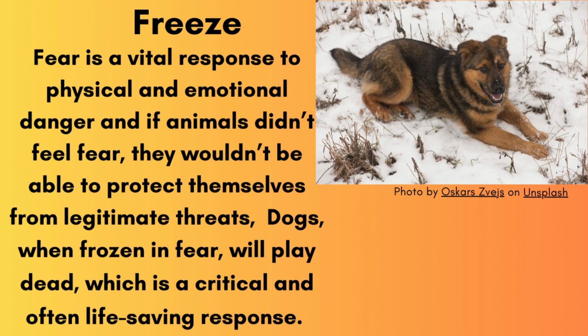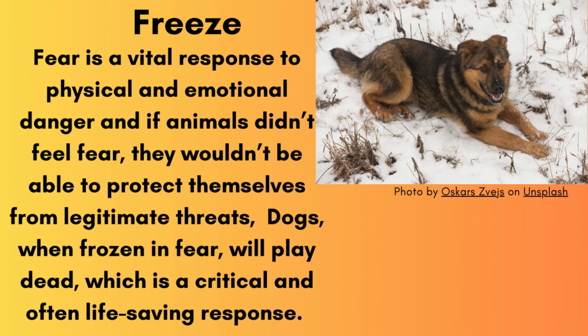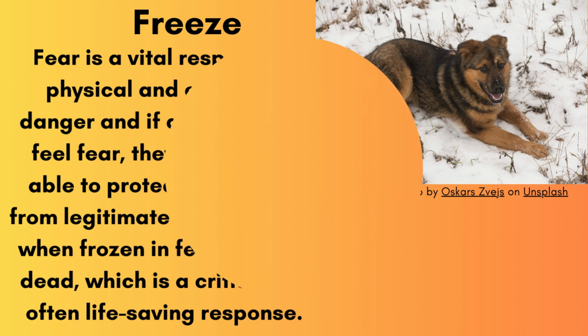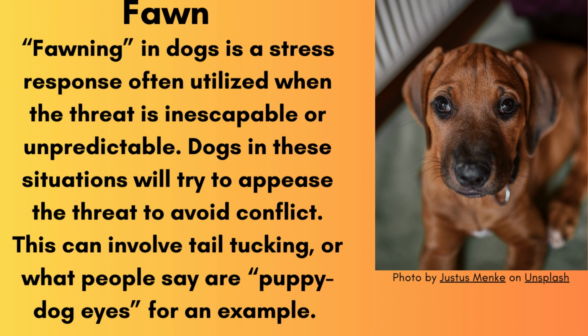Next is the freeze response. The freeze response in dogs tends to look a little bit different than in humans. Because while humans will usually just stay in place, a dog might try to play dead. This response was very critical in the wild, which is why dogs will tend to play dead. Finally, we have fawn. While the fawn response in humans tends to look like convincing a threat, dogs will use physical responses, like tail tucking or using what people would call puppy dog eyes.